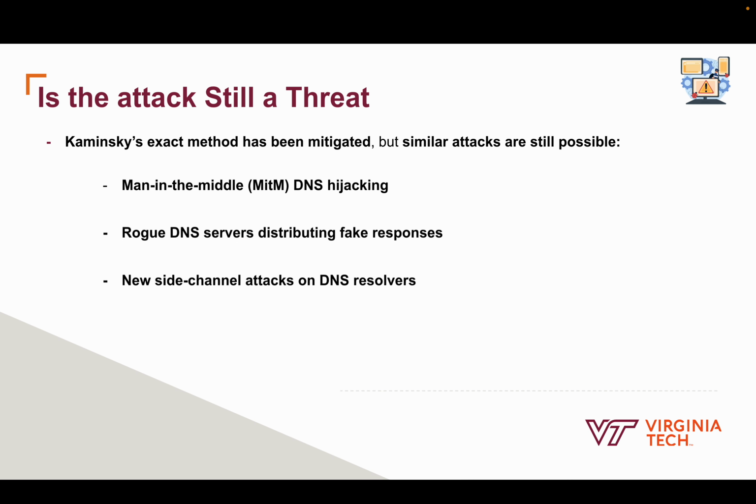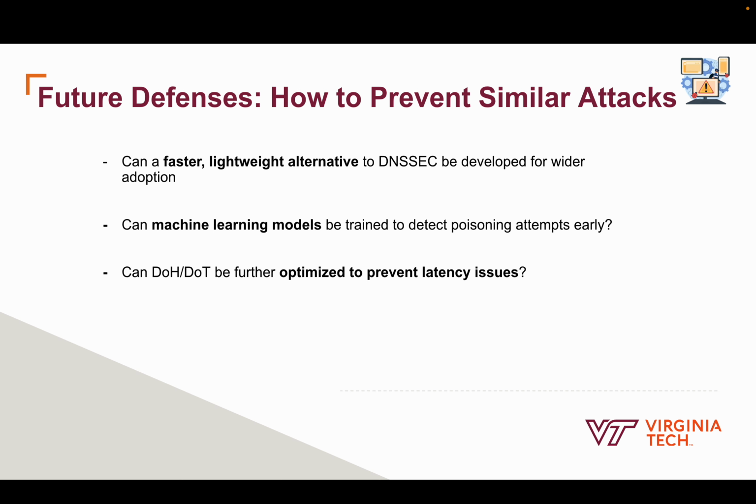Is this attack still a threat? The Kaminsky attack has been mitigated, but similar attacks are still possible, such as man-in-the-middle, rogue DNS servers, and new side-channel attacks on DNS resolvers. For future defenses, we need to ask ourselves: can a faster alternative to DNSSEC be developed for wider adoption, can we introduce machine learning models to detect these attacks, and can we optimize DoH or DoT further?